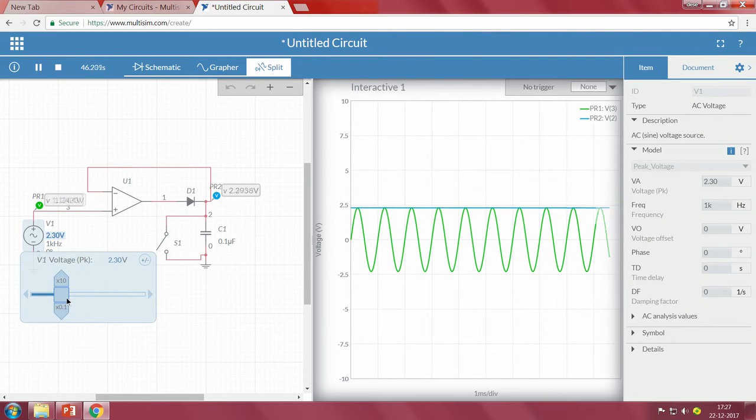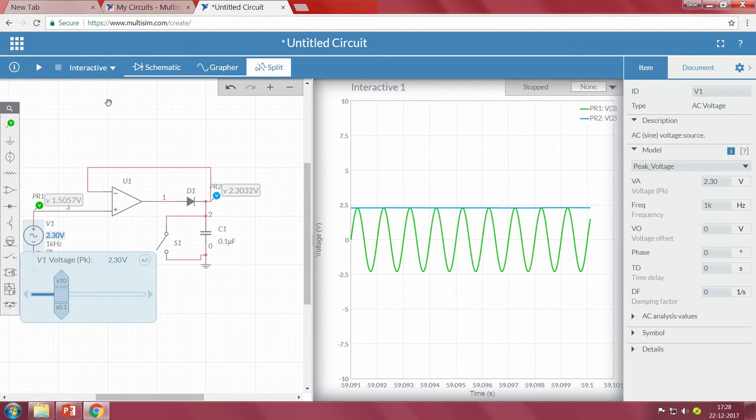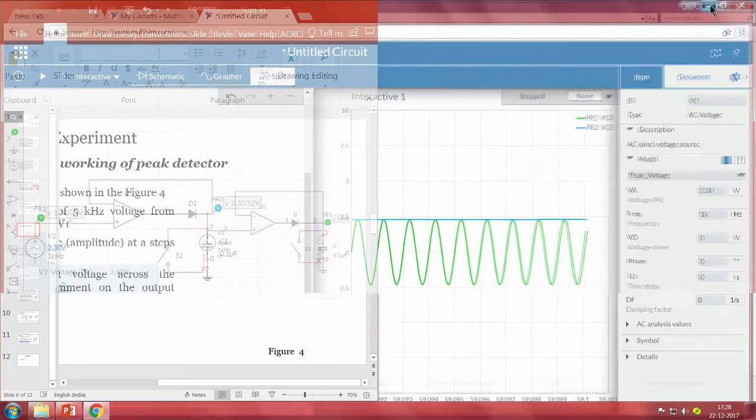If you decrease the voltage, it is following; if you increase the voltage, it will just detect the peak. So, this is an excellent way of quickly looking at the working of the circuit, and this is how you can implement the peak detector. The point is that you can understand the theory, how a peak detector works, then you can make the circuit on the breadboard, and finally you are able to look at the simulation using Multisim.